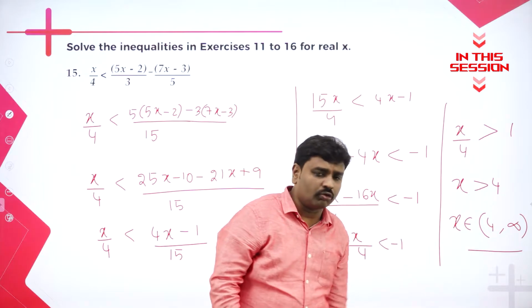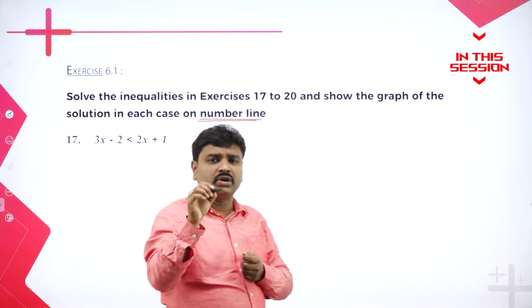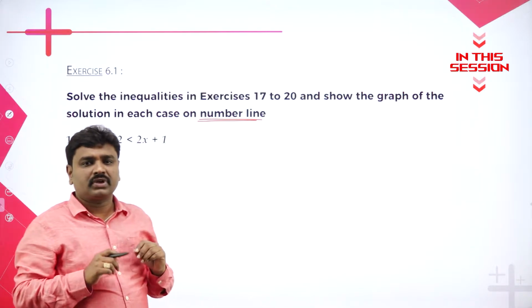So open interval 4 till where? Infinite. See, on number line, if included we should put dark bubble, if excluded we should put air bubble.